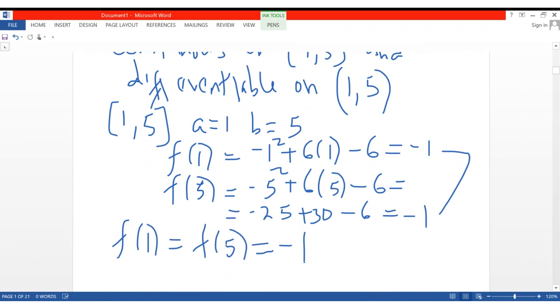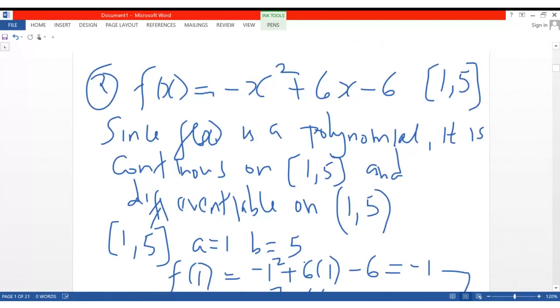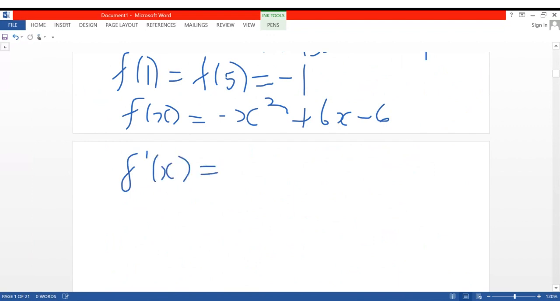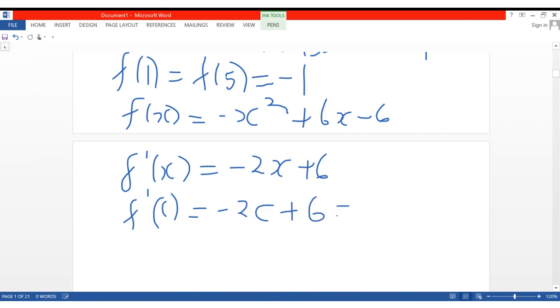The next thing is to differentiate this one. We get f prime of x, and then we replace with the c, and we always equate that to 0. Our f of x was given by negative x squared plus 6x minus 6. So f prime of x will be given by negative 2x plus 6. So f prime of c will be given by negative 2c plus 6. There exists a c such that this will be equal to 0. So I'll solve. Negative 2c is equal to negative 6, and c will be 3.